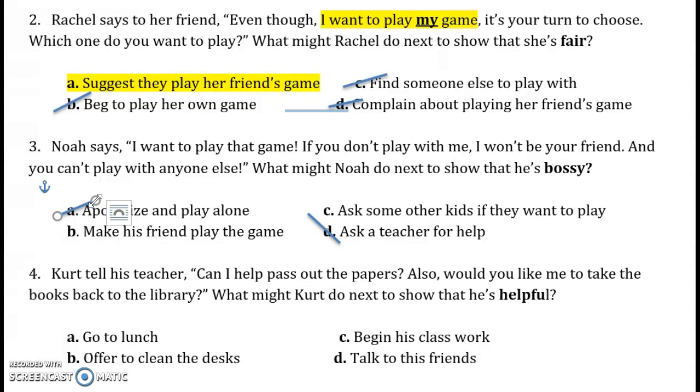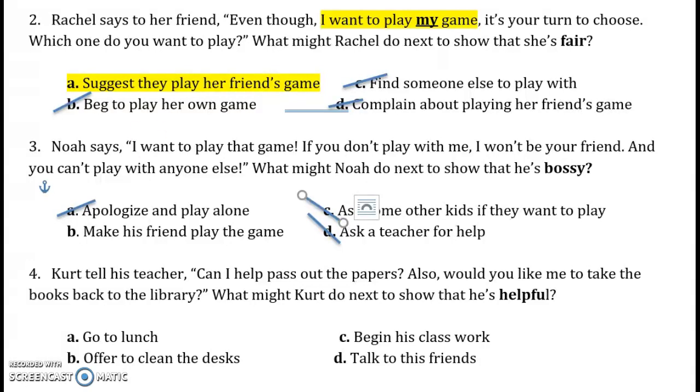Now we're left with two answer choices. One is your tricker, or the ones that test preparers put on there to trick you up. Now you have the correct answer and the tricker that you're looking between the two. So let's decipher one from the other. Let's determine which one is the tricker, which one is the truth or the correct answer. So let's look at C. Ask some other kids if they want to play, or make his friend play the game. Which one of these would show that he's bossy? So if he's asking someone to do anything, bossy people don't ask. They demand that you do something. So I'm going to get rid of that one, because that one doesn't make sense. And yay, I am left with the correct answer. Did you get that one correct?